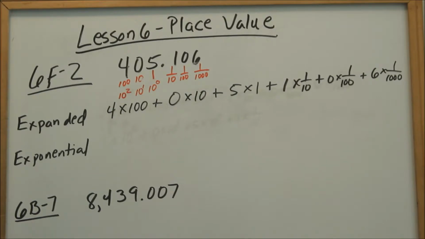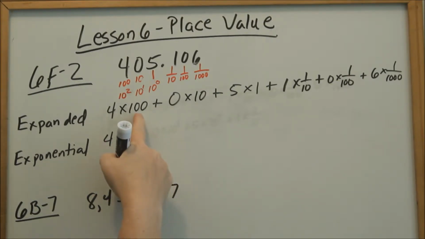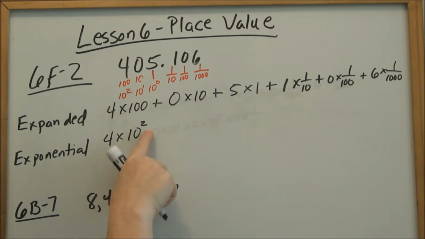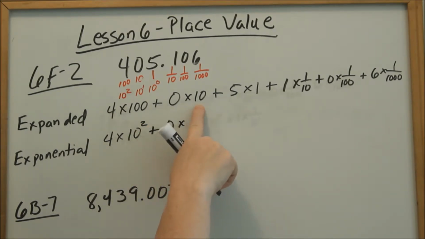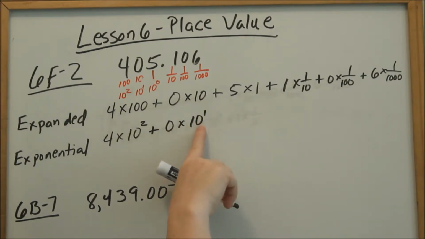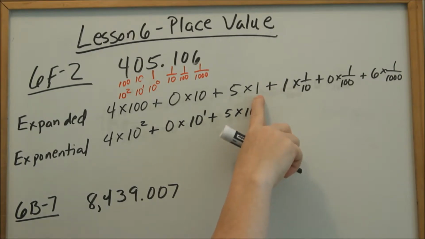So now let's take this and put it in exponential notation. So still the 4 is the same, but instead of writing 100, it's going to be 10 to the something power. 100 is 10 squared. 2 zeros, 2 exponent. Plus 0 times, let's write this as 10 to the something power. 10 to the first. 1 0, 1 exponent, because 10 to the first is 10. Plus 5 times 10 to the something. There are no zeros in 1, so you have to have a 0 exponent.